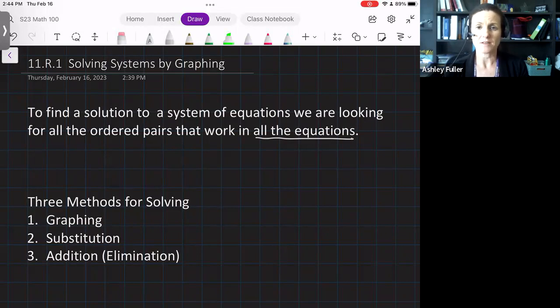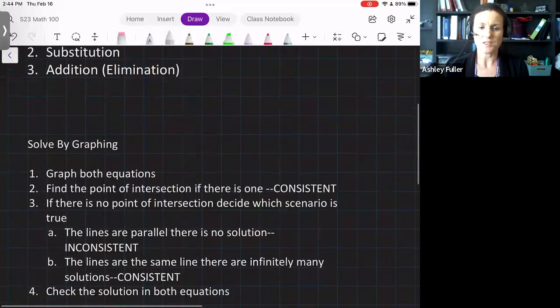We will have three methods for solving. They will be graphing, which we'll look at in this video, followed by substitution, and then the third method we'll be exploring is addition, or sometimes called elimination. To solve by graphing, the first thing you have to do is graph both equations. We're going to focus on graphing using slope-intercept form.